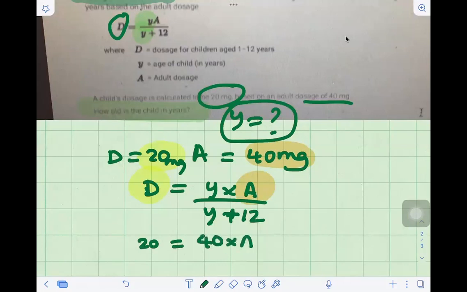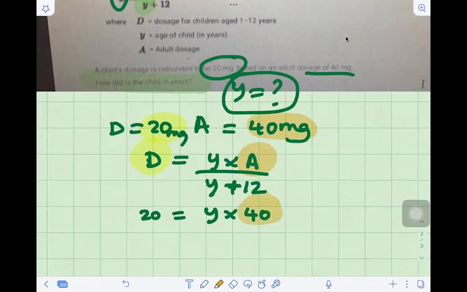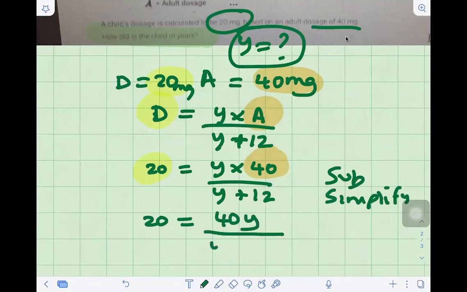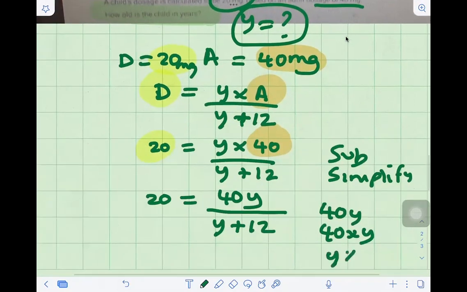So let's substitute. In place of the child's dose D, we put 20, and the adult dose is 40. Oh, actually, that's not right. Y times 40 for the adult dose. So you're just subbing it in, and the child's dose 20, and then that's all over Y plus 12. So I substitute, simplify if you can. So that's 20 is Y times 40. You could write that as 40Y, because 40Y means 40 times Y. It's just the same as Y times 40, because the order you're multiplying doesn't matter.